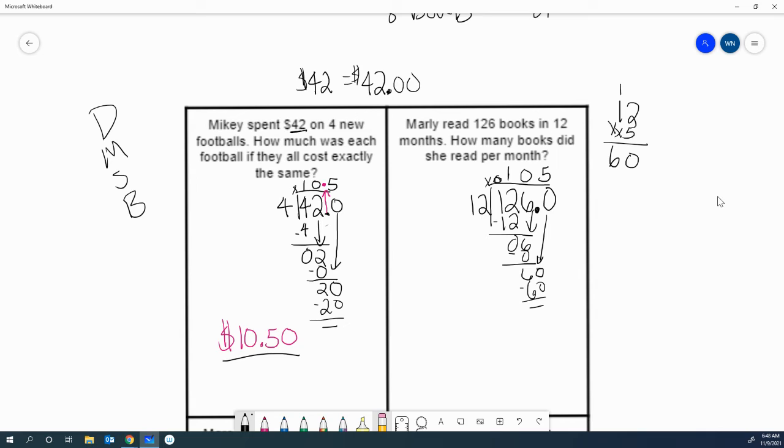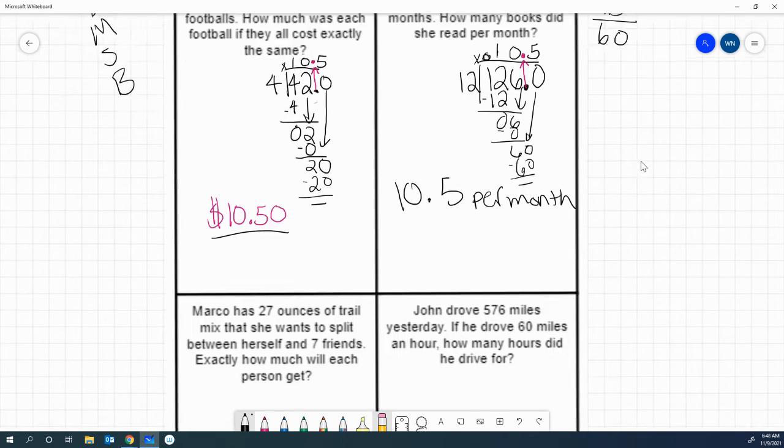No remainder. So now let's take a look at that decimal point. We're going to bring it straight up from where it is. And I know that she read 10 and 5/10 books per month. That's a lot of books. She read 10 and 5/10 books per month. Now remember, the way we're reading this is 5/10, and I know that 5/10 is also equal to 1/2. So you could say she read 10.5 books per month as well. Let's move on.